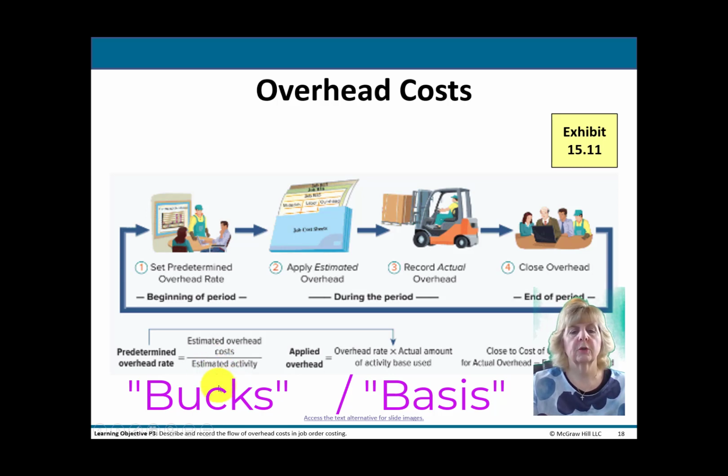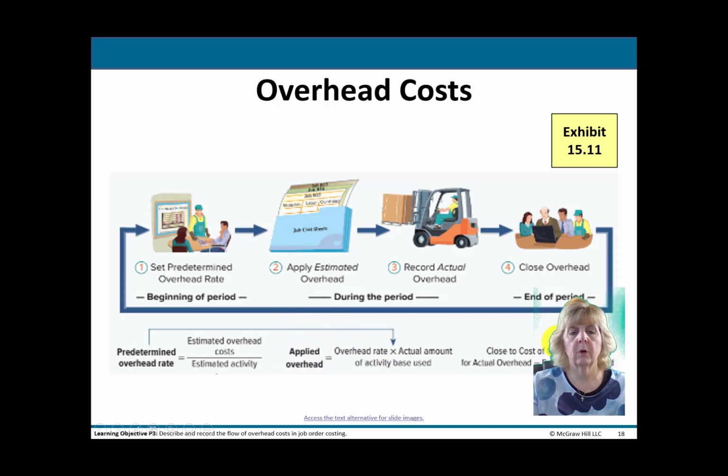For example, Hertz may use miles as an estimated activity. Kinko's might use the number of copies as their activity basis. So however the company decides to charge their overhead out, that would go as the denominator or basis in this predetermined overhead rate calculation. Based on the amount of this predetermined overhead rate, overhead will be charged out to the actual jobs in what we call applying the overhead. You'll see an example of that momentarily.